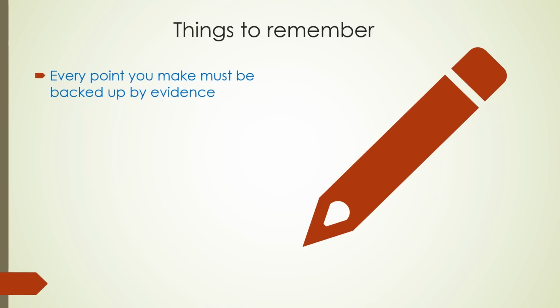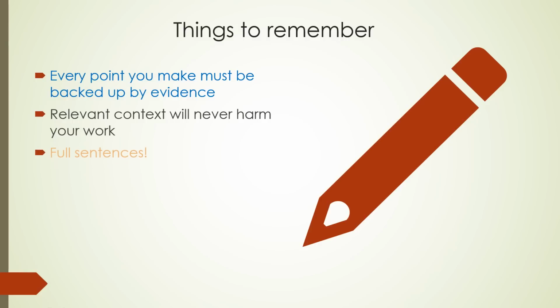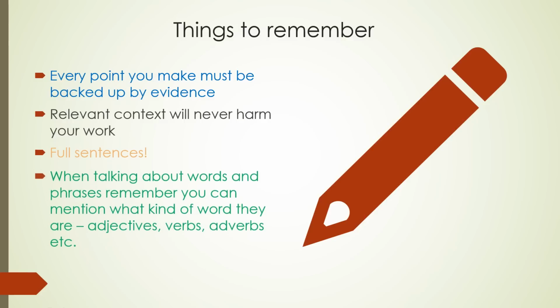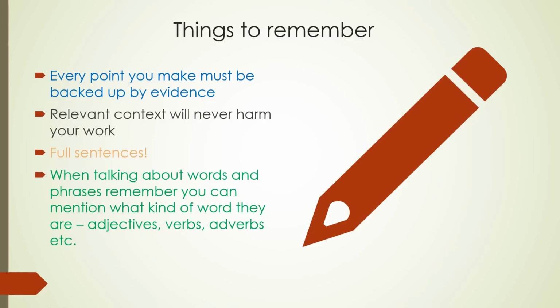So things to remember. Every point you make must be backed up with evidence. Like I said, you need to have a quote bank. That is what's going to save you. So relevant context will never harm your work, as long as the context helps answer the question of why the audience would feel something or how the writer used it to create some sort of feeling. It's always going to be to your advantage. Finish your sentences. That seems obvious, but you need to remember to actually finish your sentences and not just leave it hanging. So when talking about words and phrases, remember you can mention what kind of word they are. So adjectives, verbs, adverbs, etc.